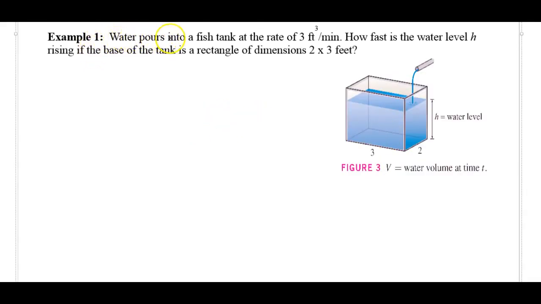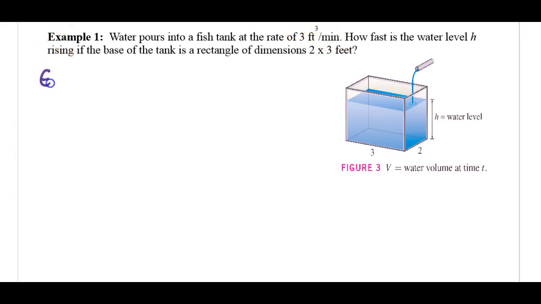All right, example 1. Water pours into a fish tank at the rate of 3 feet cubed per minute. How fast is the water level h rising if the base of the tank is a rectangle of dimensions 2 by 3 feet? The image has already been drawn out for us. Here's the fish tank, and the base, we're told, has dimensions 2 feet by 3 feet. And we're given that water pours into the fish tank at a rate of 3 feet cubed per minute.